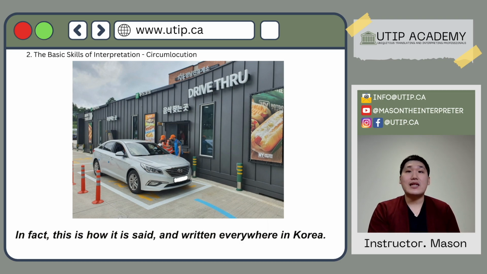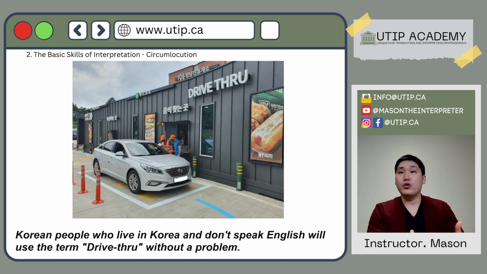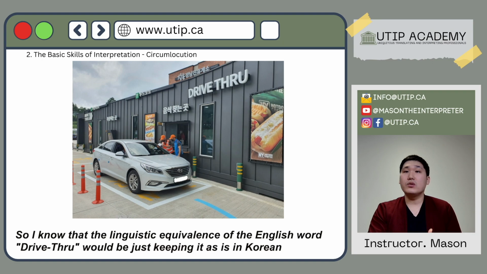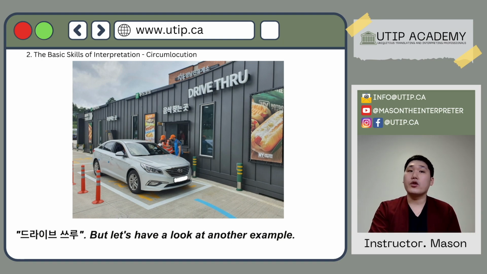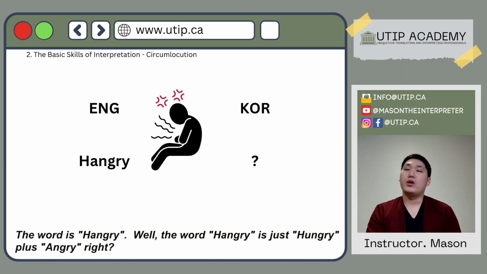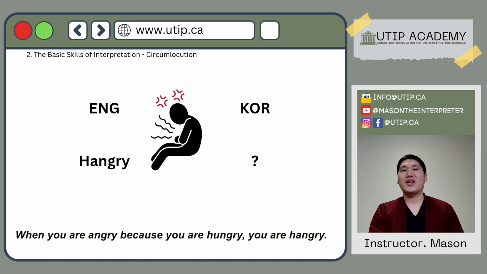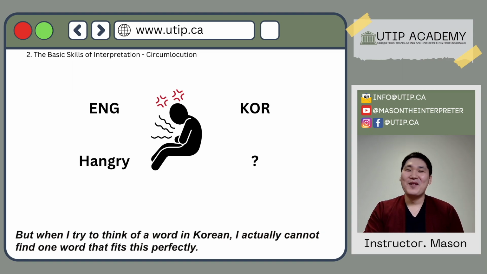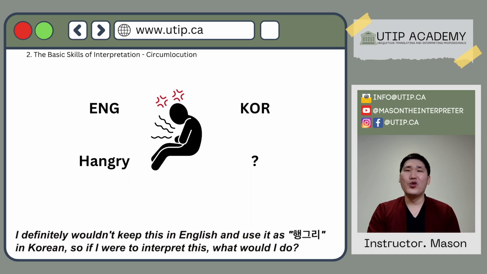In fact, this is how it is said and written everywhere in Korean. Korean people who live in Korea and don't speak English will use the term drive-through without a problem. So I know that the linguistic equivalence of the English word drive-through would be just keeping it as is in Korean, drive-through. But let's have a look at another example. The word is hangry. Well, the word hangry is just hungry plus angry, right? When you're angry because you're hungry, you are hangry. But when I try to think of a word in Korean, I actually cannot find one word that fits this perfectly. I definitely wouldn't keep this in English and use it as hangry in Korean.